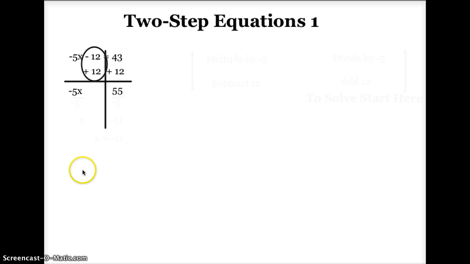I still don't have x all by itself, so I've got to undo multiplying x by negative 5. I do that by dividing by negative 5. But if I divide one side of the equation by negative 5, I also have to divide the other side of the equation by negative 5. Negative 5 divided by negative 5 is just going to be x, or 1x. And if I take 55 divided by negative 5, I get negative 11. So the answer for this problem is x is equal to negative 11.